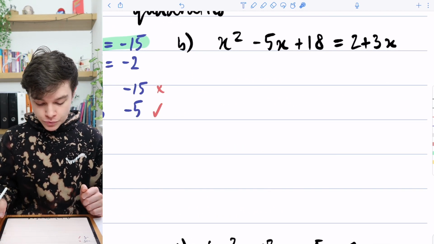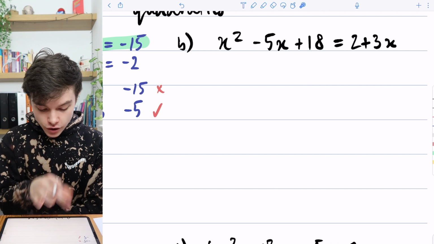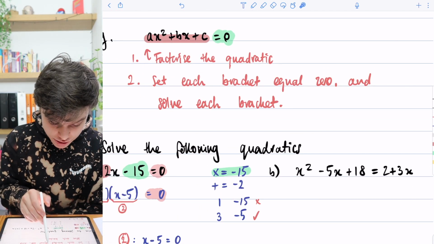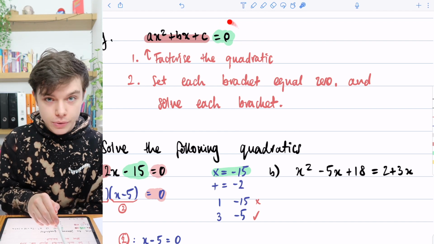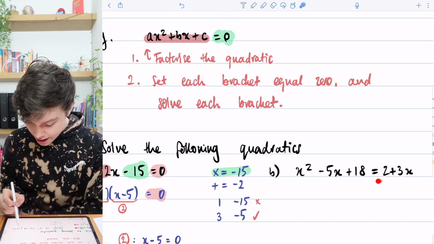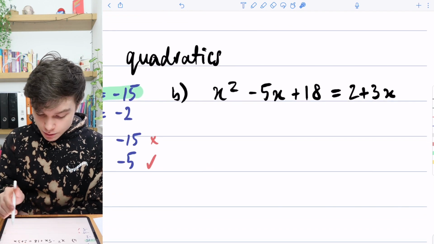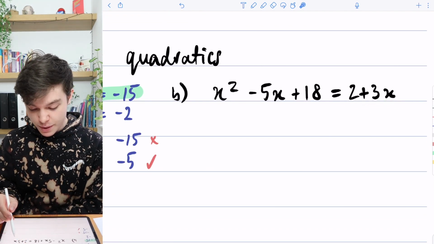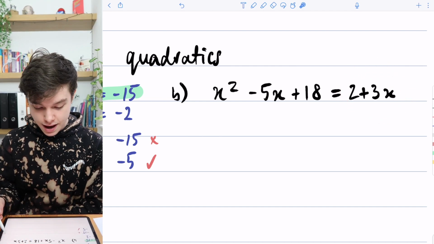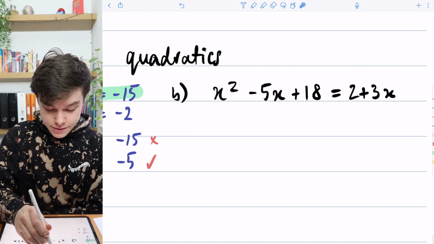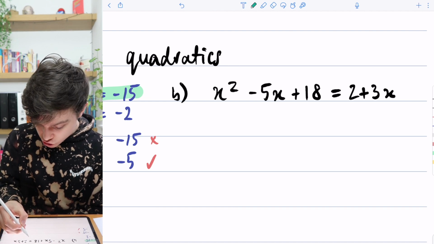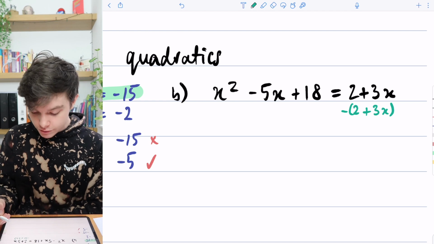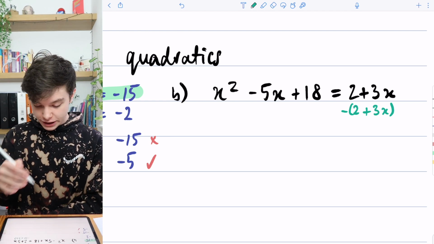So here, what we needed to do is, well, first of all, I brought to your attention up here that before we factorise, we need our quadratic to be equal to 0. We need the right-hand side to be 0. Now, at the minute, what we've got is 2 plus 3x. So what we need to do is get rid of that on this side. So, to do that, I'm going to subtract 2 plus 3x from both sides, and I'm going to do it all in one.